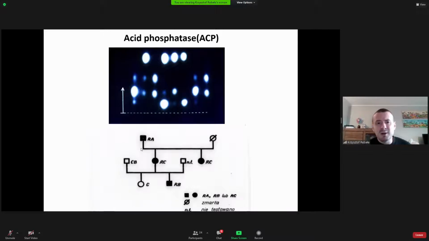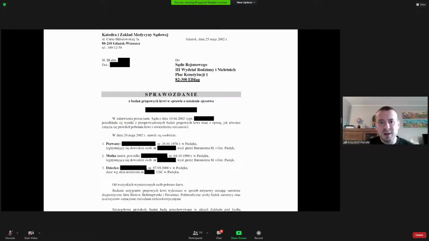Okay, another case with acid phosphatase, just to show you that there are more such cases. There was a family in which we found an allele which is called R. This is also another rare allele. Okay, and here is an example of our report on the genetic examination performed in paternity tests.